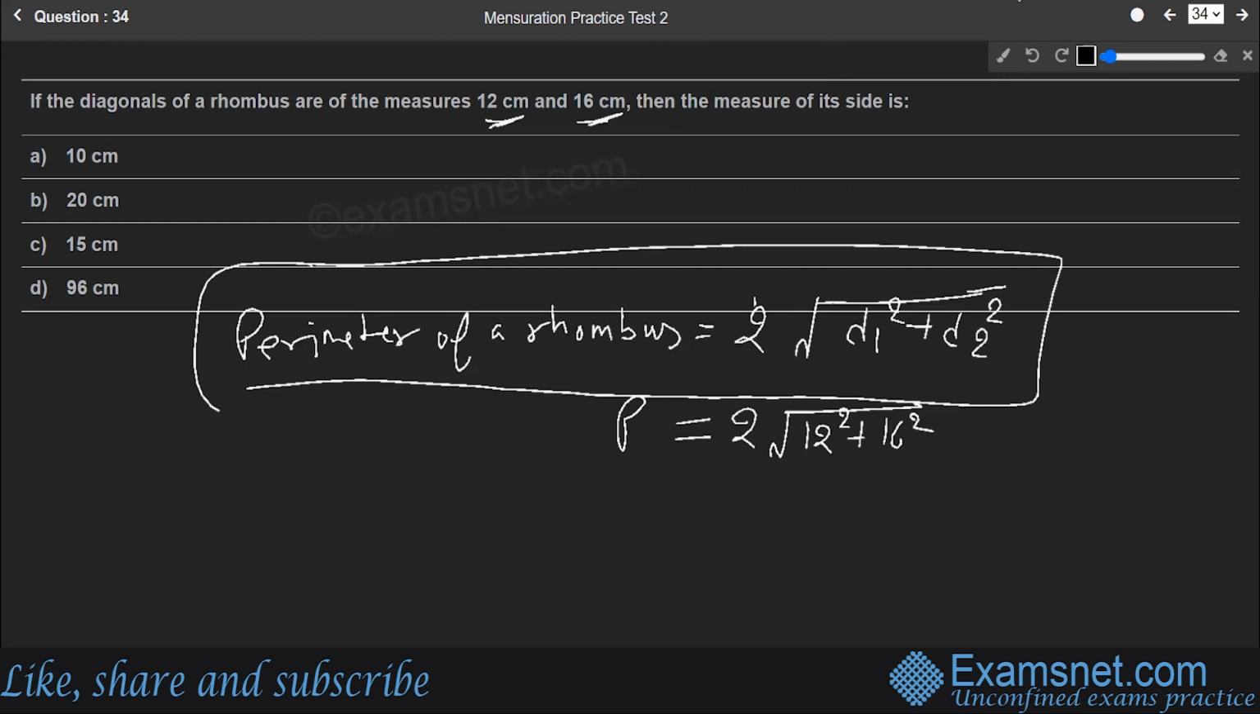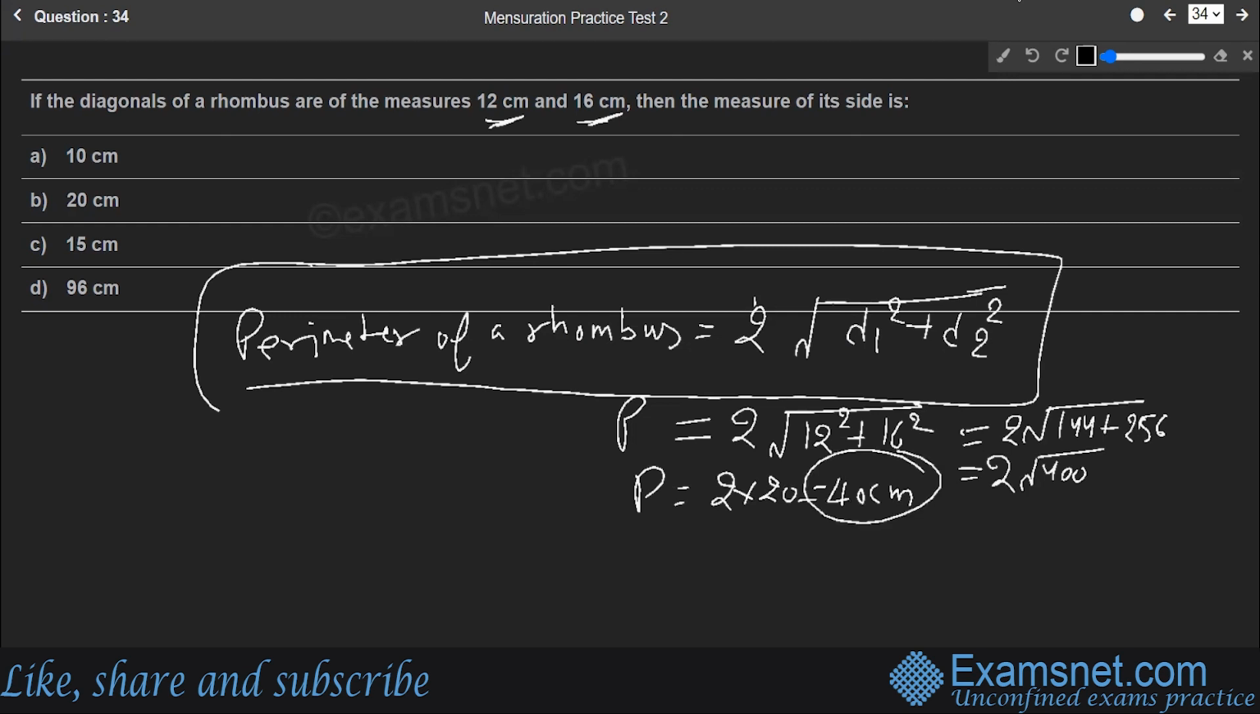This is how it can be calculated. It comes out to be twice of under root of 12 square, which is 144, plus 16 square, which is 256, which comes out to be under root of 400. So it's going to be twice of under root of 400. Under root of 400 is nothing but 20. So it's going to be 2 into 20, that is nothing but 40 centimeters. So that is the actual perimeter.